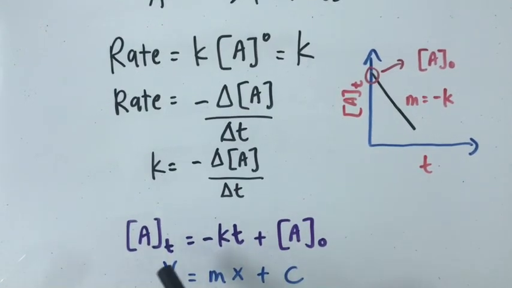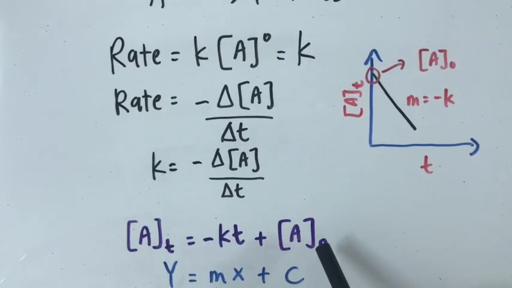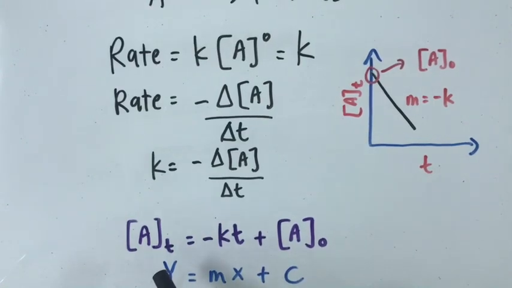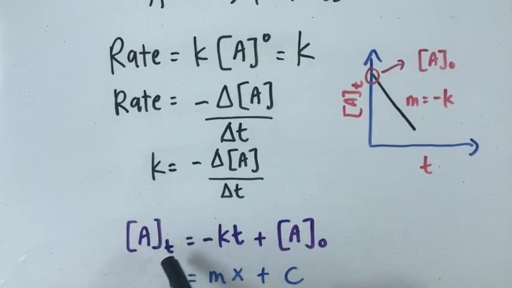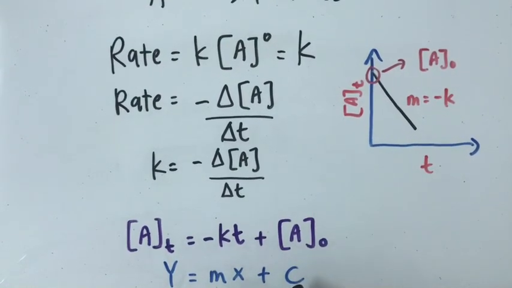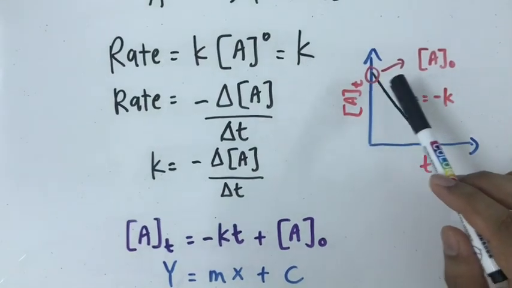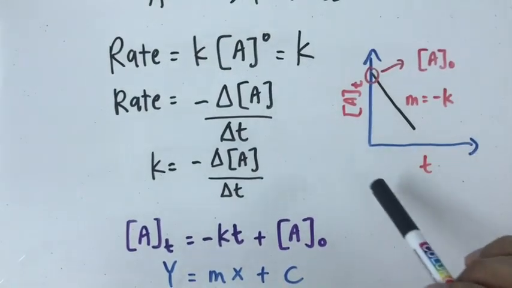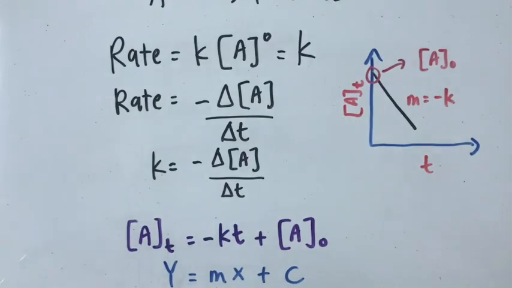When we relate this equation to a straight line graph, where we plot [A]t against t, we can relate the equation to y equals mx plus c. So y refers to [A]t, the y axis, and negative k is the gradient, t is the x axis, and [A]0 is the intercept at the y axis.